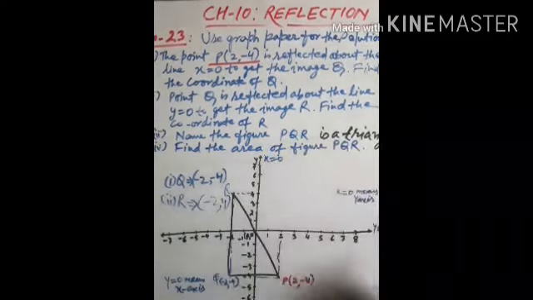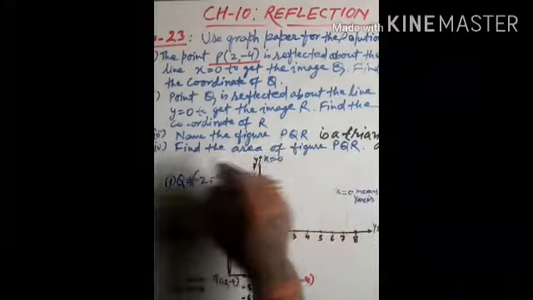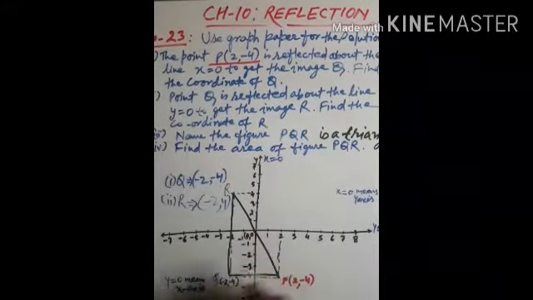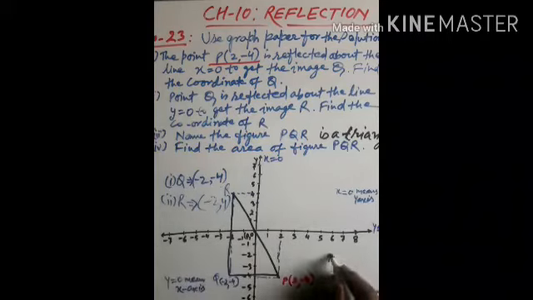Triangle. Yes, it is a triangle. So PQR is a triangle. This is the answer, and you have to write it here. The third answer is triangle. Now the fourth answer you have to write.